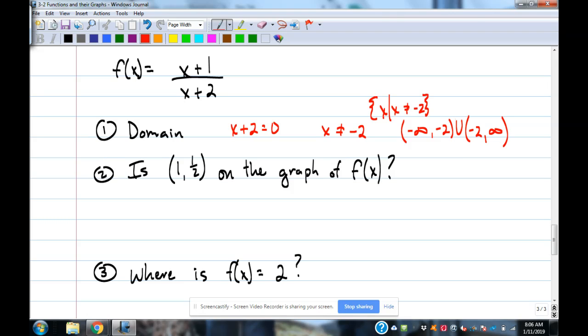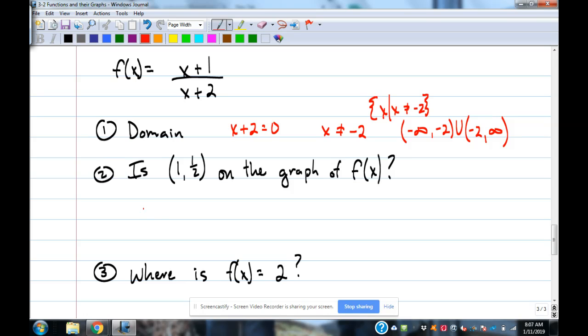That's nothing new. So when we start talking about the graph, they say, okay, what about this ordered pair? Is the ordered pair (1, 1/2) on the graph of f of x? So how do we determine if an ordered pair is on the graph? What are the ways that we could do that? Plug it in. Plug what in? Yeah, perfect. That's a great way to test it. Take the x value, plug it in, see if it works out to be that y value. If it does, then yes. If it doesn't, then it's obviously no.